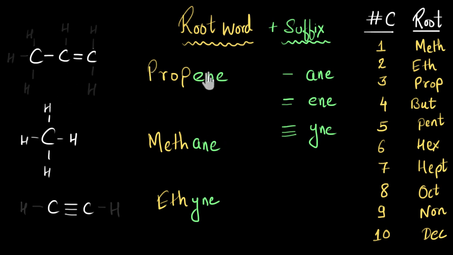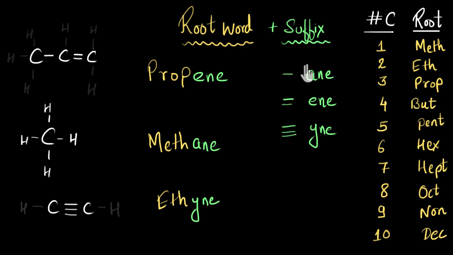When branching happens, the rules of root word kind of change a little bit. We'll talk about that in future videos. And also we are talking about simple alkenes and simple alkynes, meaning there are only going to be one double bond or one triple bond. There could be multiple double bonds in an alkene, okay? And for that, the suffix rule kind of changes a little bit. We'll talk about that also in future videos.